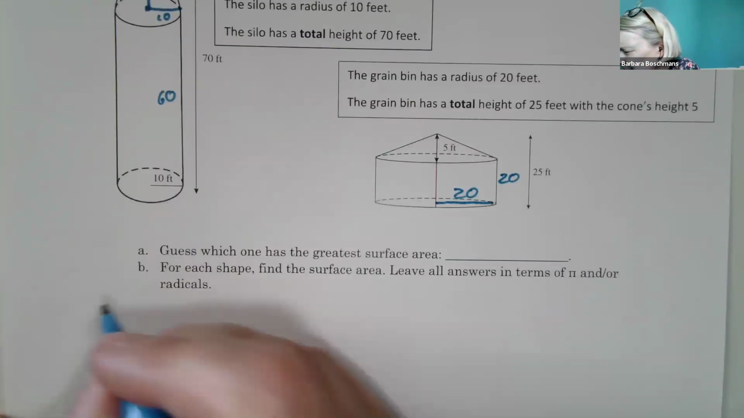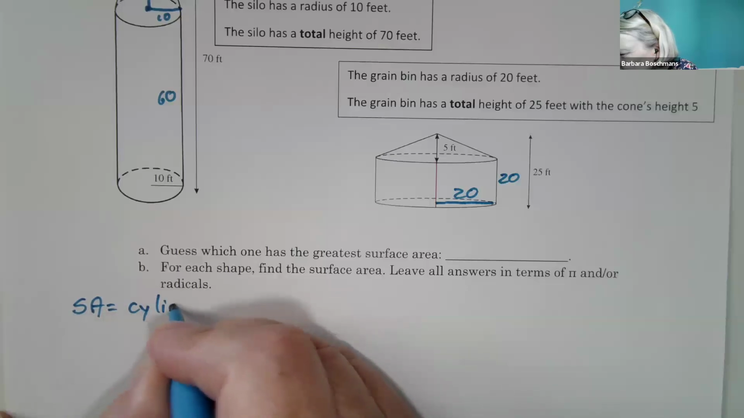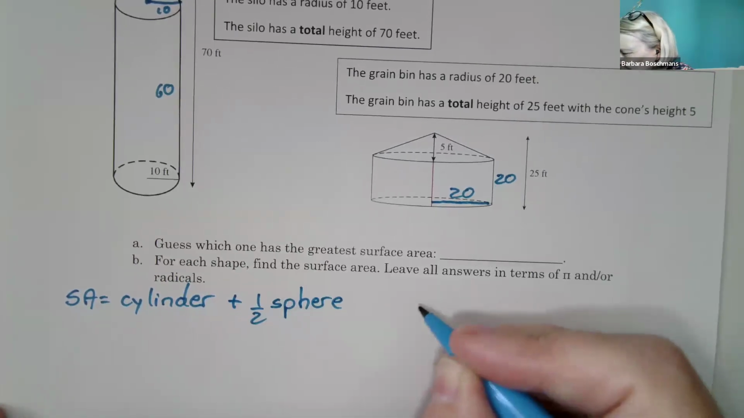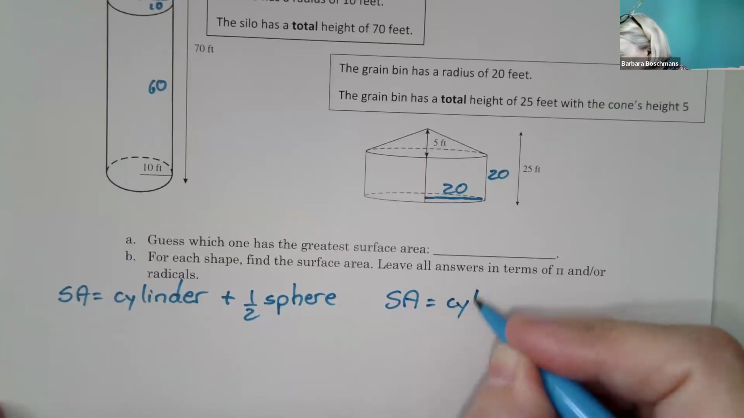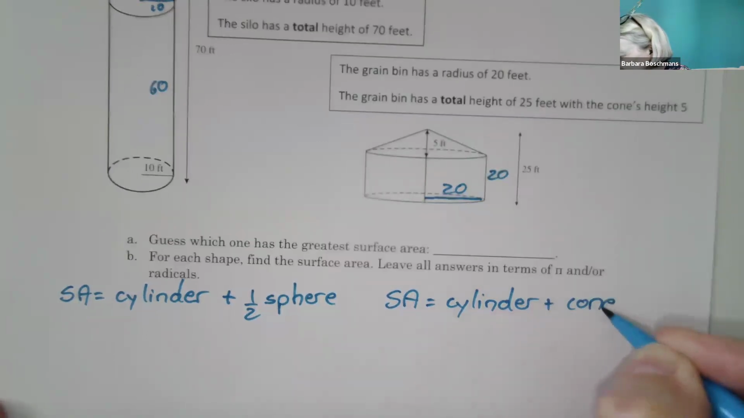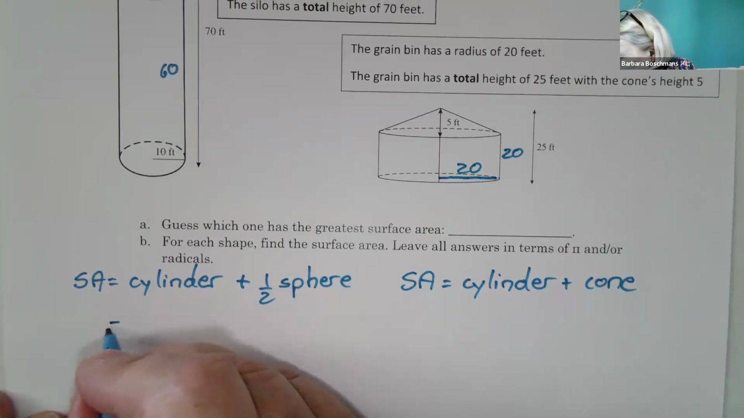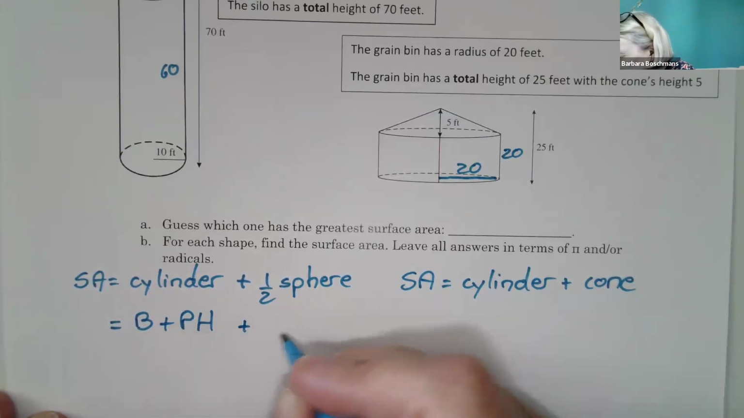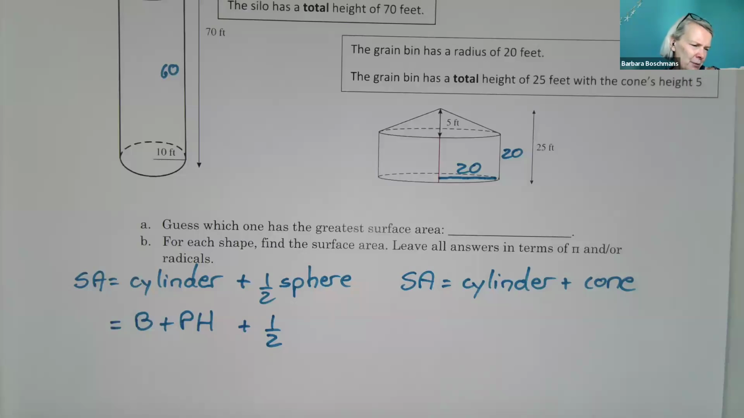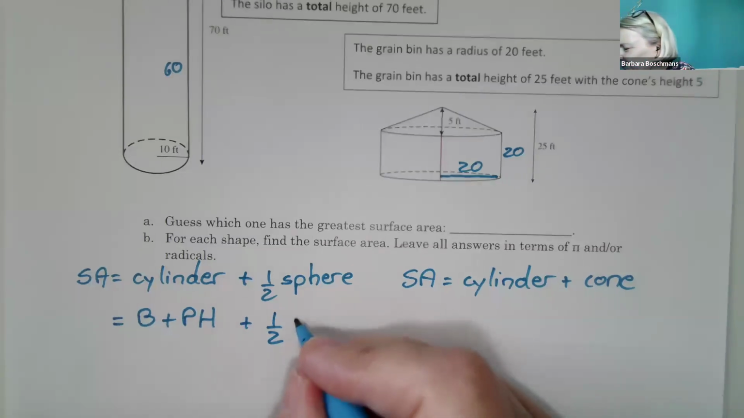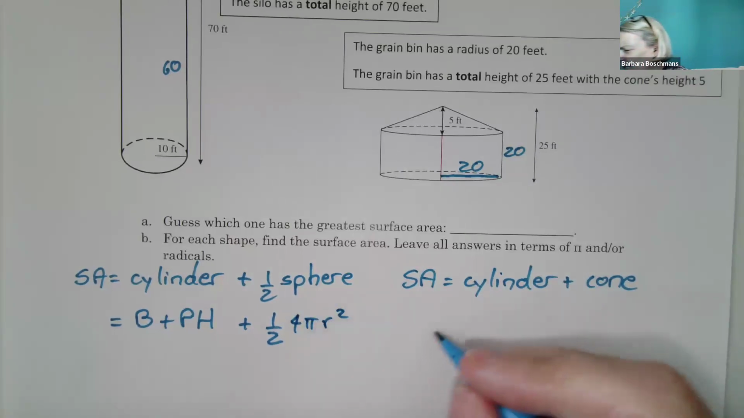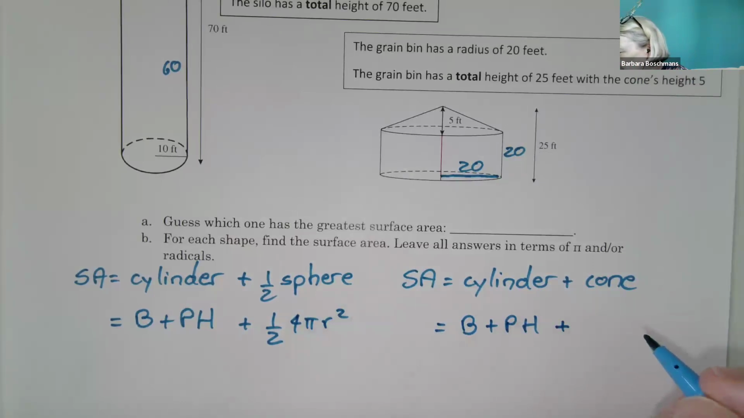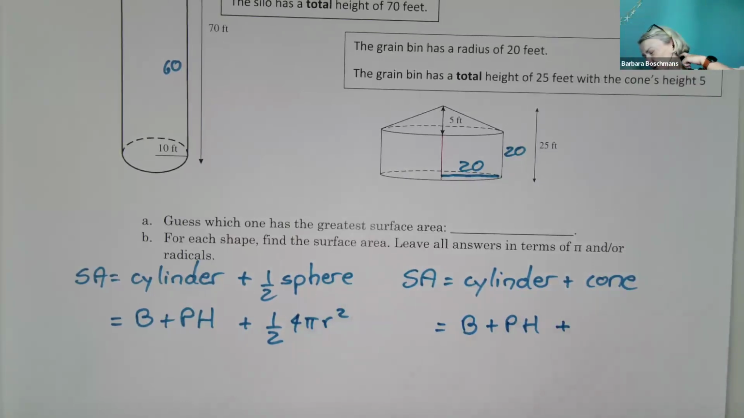So if I do surface area, it's going to be a cylinder with only one base plus half a sphere. The surface area here will be a cylinder with one base plus the cone. So the cylinder is going to be one base plus a perimeter times the height plus half. You go back and figure out what that formula for a sphere was, 4 pi r squared. This one, cylinder, that's the base, plus a perimeter times the height, plus the cone, which was the area of the base, but since it's hollow in between, we don't need the B.